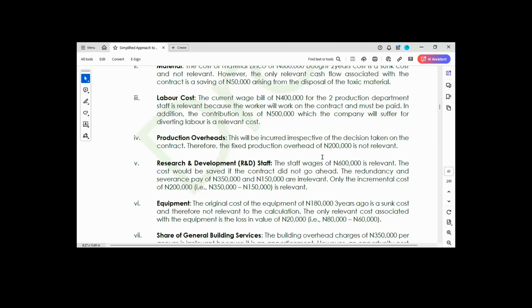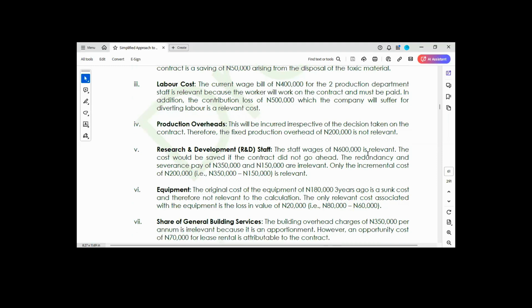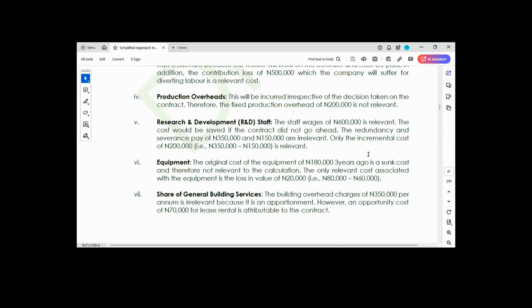Then you continue. Number four, production overheads. This will be incurred irrespective of the decision taken on the contract. Therefore, the fixed production overhead of 200,000 naira is irrelevant. Ignore. Number five, research and development staff. The staff wage of 600,000 naira is relevant.